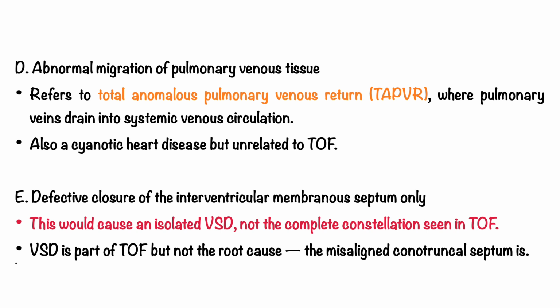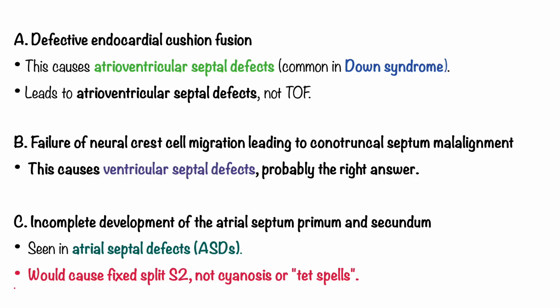So it is also a cyanotic heart disease like tetralogy of Fallot, but it is very unrelated, unlikely. The last option we have is defective closure of the interventricular membranous septum only. So this would cause an isolated VSD, not the complete constellation as seen in TOF. So VSD is a part of TOF, but not the root cause. The misaligned conotruncal septum is. So diagnosis is tetralogy of Fallot, and option B is the right answer. That is failure of neural crest cell migration leading to conotruncal septum malalignment.